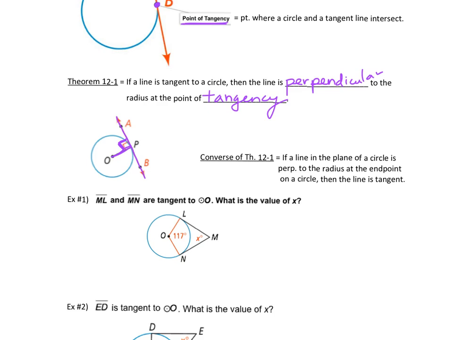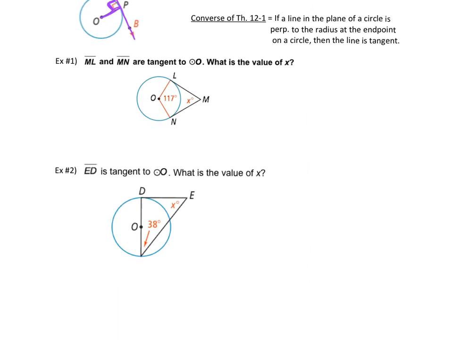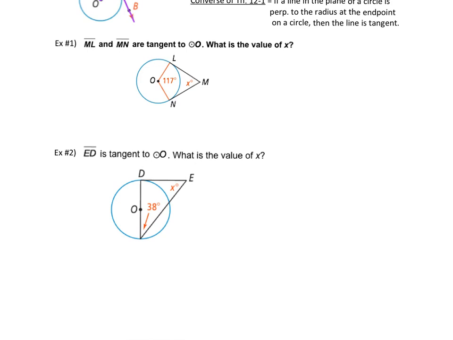Okay, and then the converse is also true, so I just wrote the converse out here. If a line in the plane of a circle is perpendicular to the radius at the endpoint on a circle, then that line must be tangent. So sometimes they'll say, hey, this line is tangent, therefore we know it's perpendicular. Other times they'll say, hey, these lines are perpendicular, therefore we know that the line is tangent. Okay? All right, so here's what we're going to be doing with this.